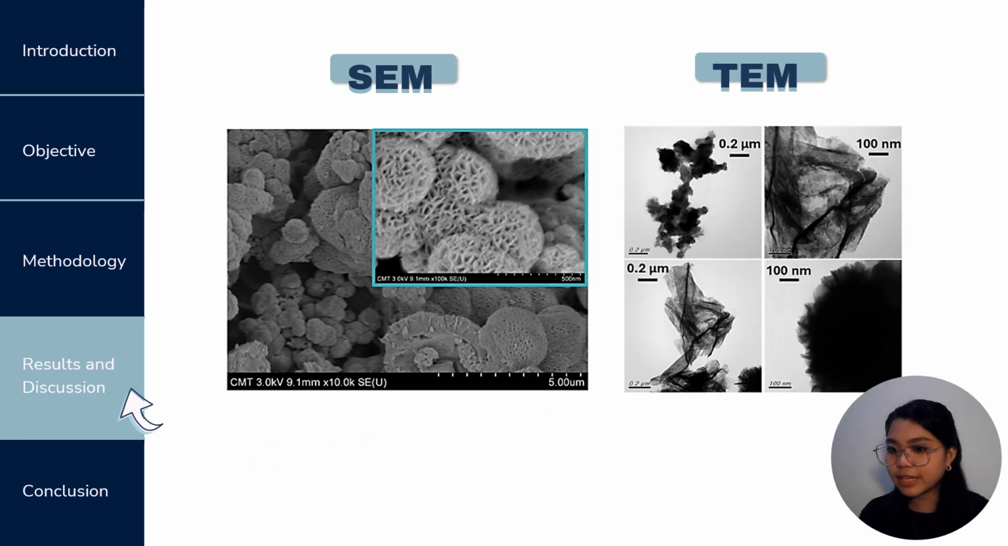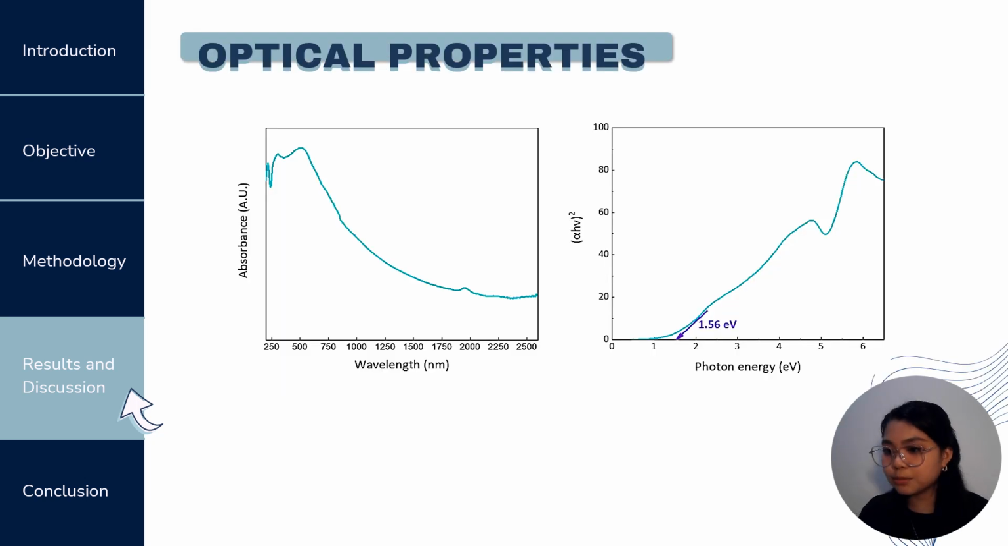Now for the SEM, we can see here spherical structures of about 400 nanometers in diameter and a formation of flower-like structure. And for the TEM, we can see that δ-MnO2 indeed has layers, which is consistent with the findings in previous studies. Now, observing the optical properties, on the left side we can see a peak of about 560 nanometers, and on the right side a band gap of 1.56 electron volts, both consistent with the findings in previous studies.